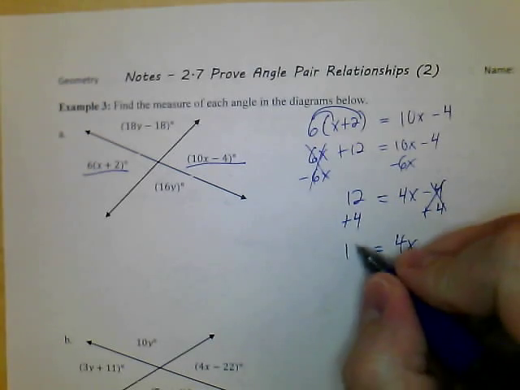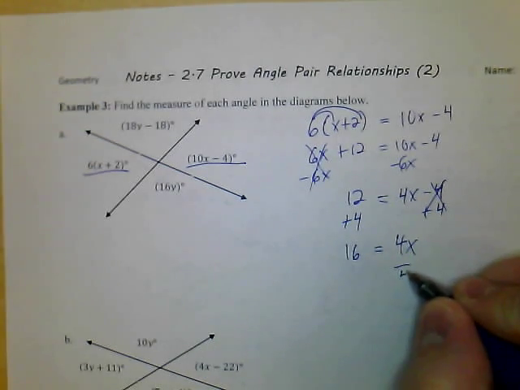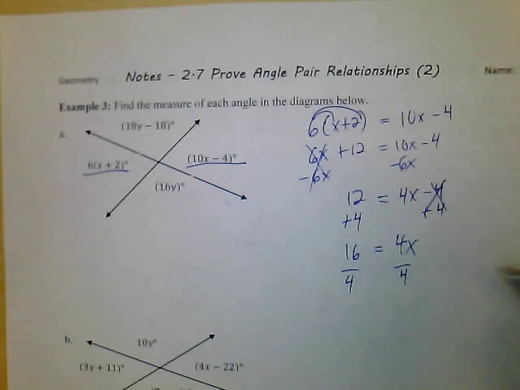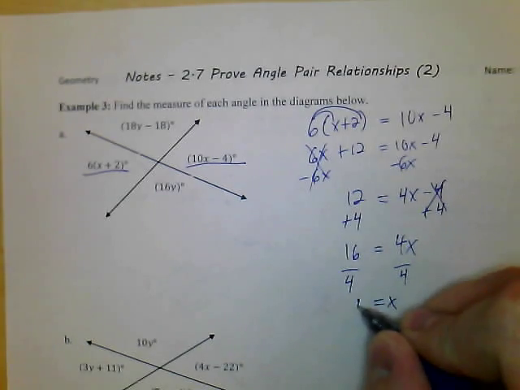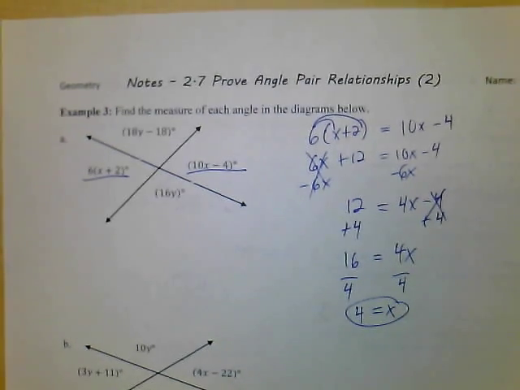Then 4x is equal to 16, and we can solve for x by dividing by 4. So then x is equal to 4. Again, that's not the answer. We're on our way to the answer, but we're not done yet.